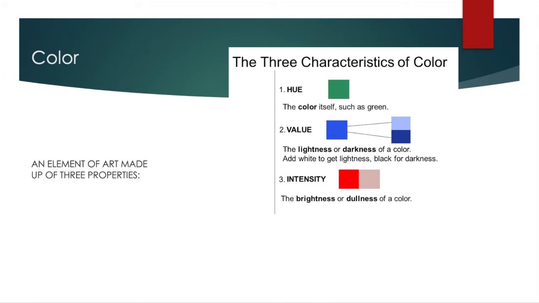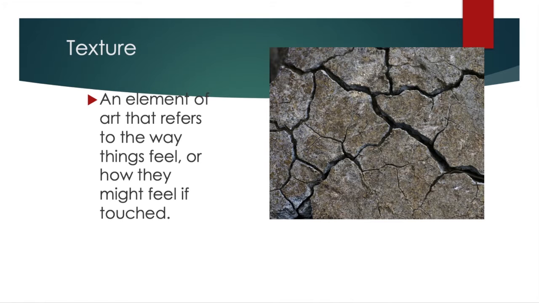Color is an element of art made up of 3 properties: hue, value, and intensity. Hue is the color itself, such as green. Value is the lightness or darkness of a color, and intensity is the brightness or dullness of a color. The last element of art is texture. Texture is an element of art that refers to the way something feels or looks like it would feel. It can be smooth, rough, hard, soft, furry, fluffy, bumpy, and many others.